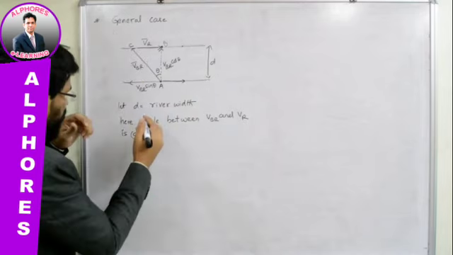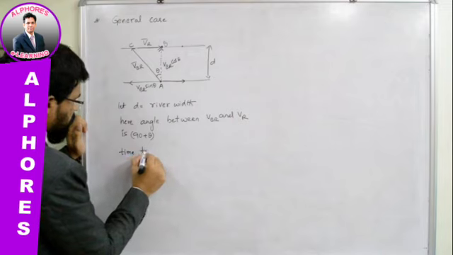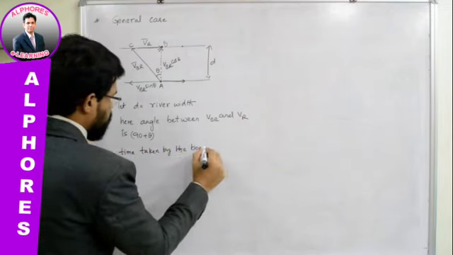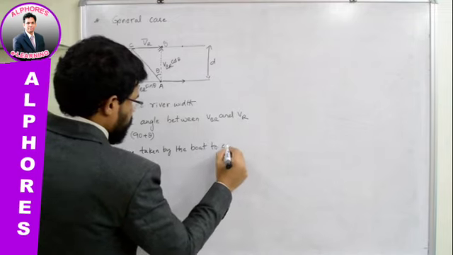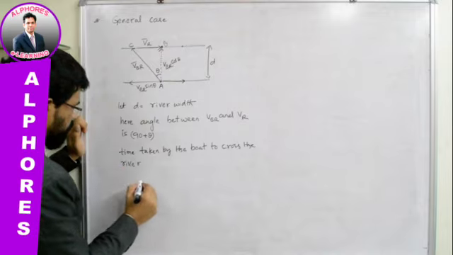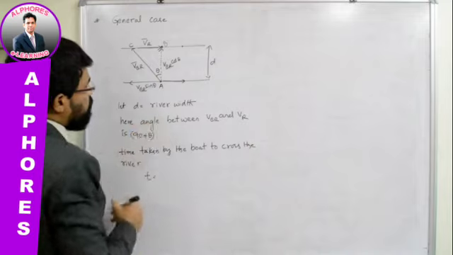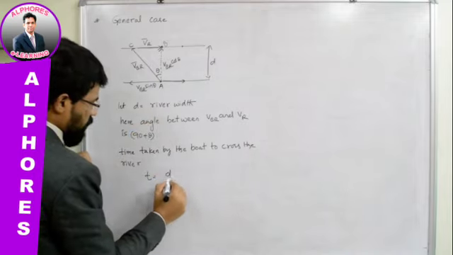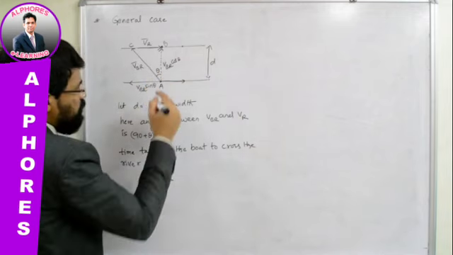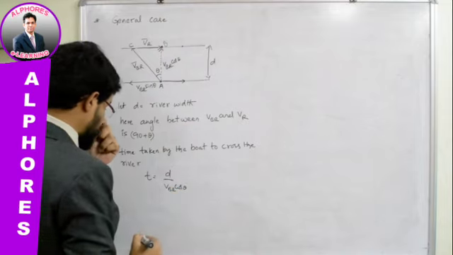So let me find out the time in which it crosses the river. Time taken by the boat to cross the river, I will take it as t. Time taken is equal to distance by velocity, right? So how much distance does it have to cover normally? D distance. And what is the component of velocity which is taking the boat along this normal direction? VBR cos theta. So this is how the time taken by the boat to cross the river can be expressed.